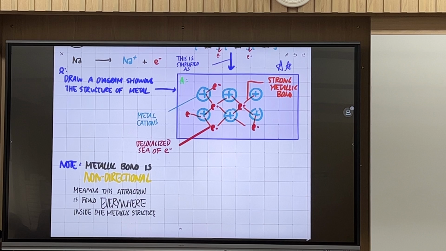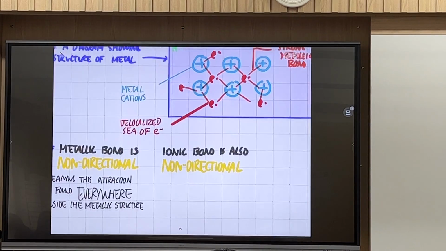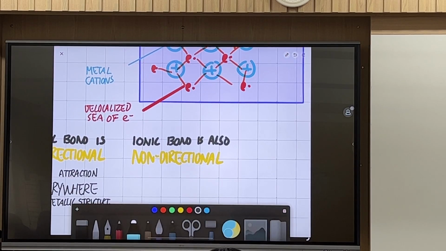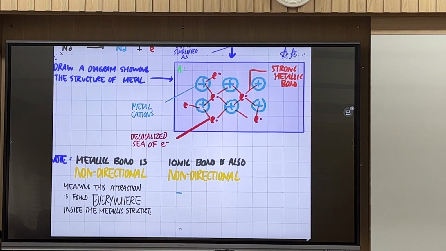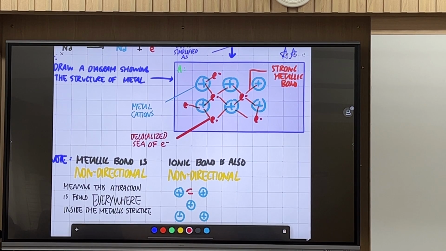Concentrated in a particular region. So can you draw this comparison on the side? Ionic bond is also non-directional because it extends everywhere as well, just like a metallic bond. So can you draw a bunch of positive and negative charged ions? And from this diagram, I think you will agree that, just like metallic bond, ionic bond extends in all directions in the structure. So this is why it's also non-directional.